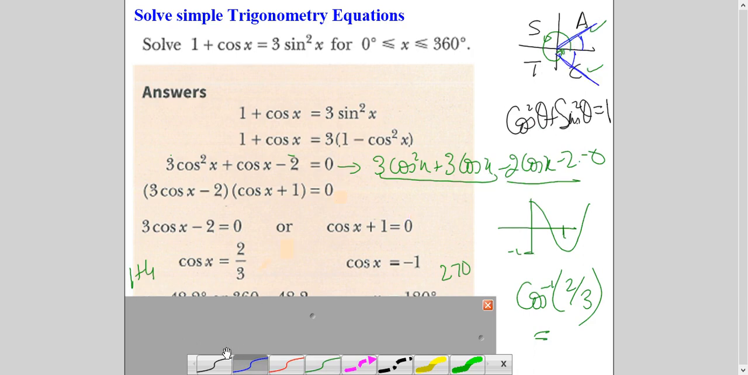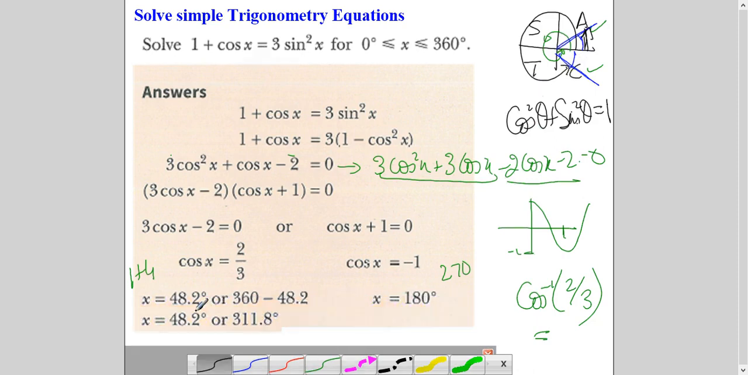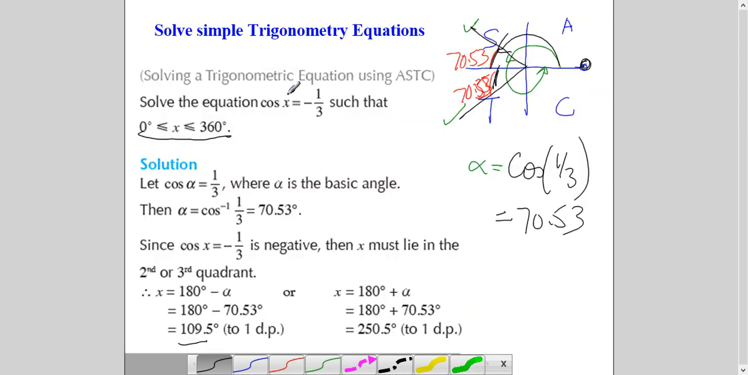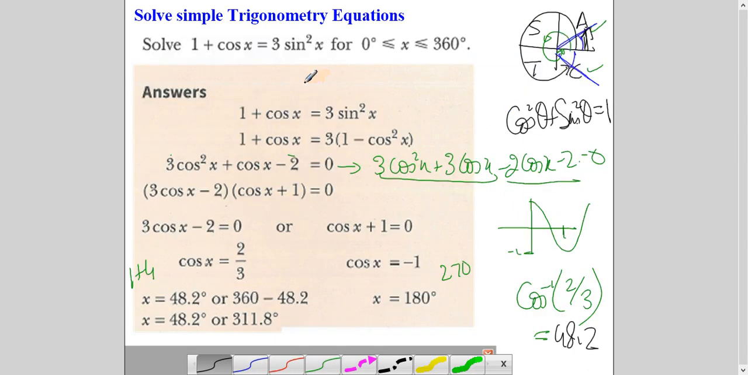So my one answer will be this one, and the other answer will be this one, 360 minus this. See here, 48.2, and 48.2 is the basic angle if you calculate it. So 360 minus 48.2. So you got two answers from here, right? So we have seen the case where it was simple. We have seen the case when we have to apply an identity and then factorize it. Now let's see one more case.